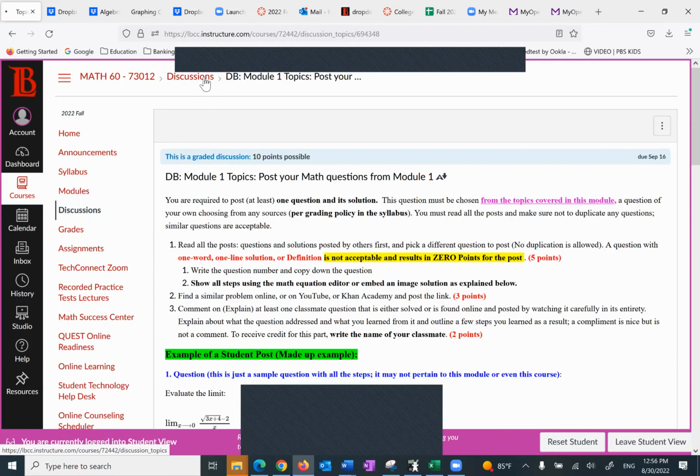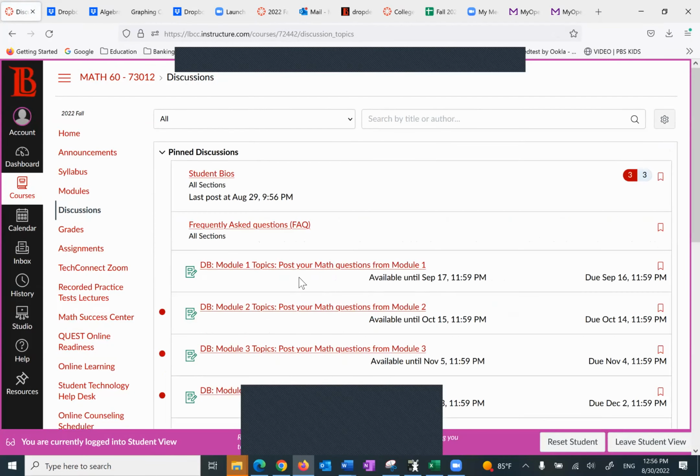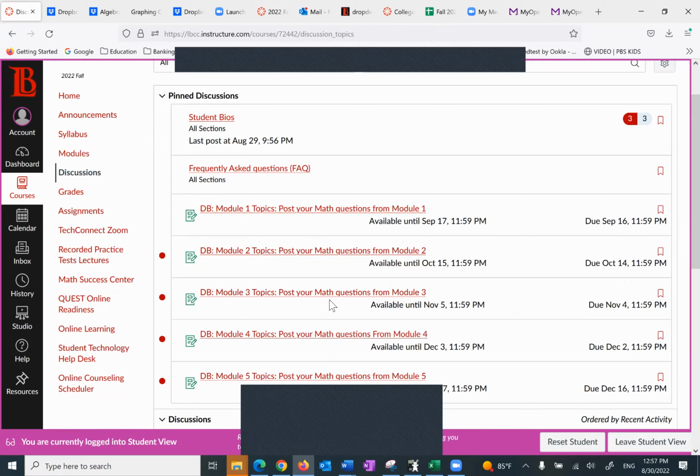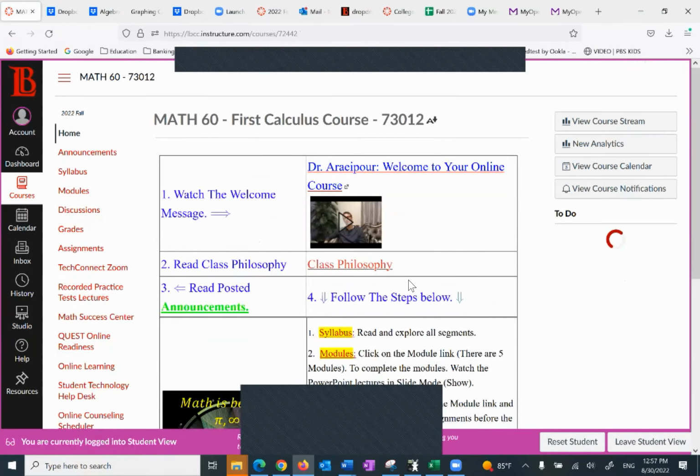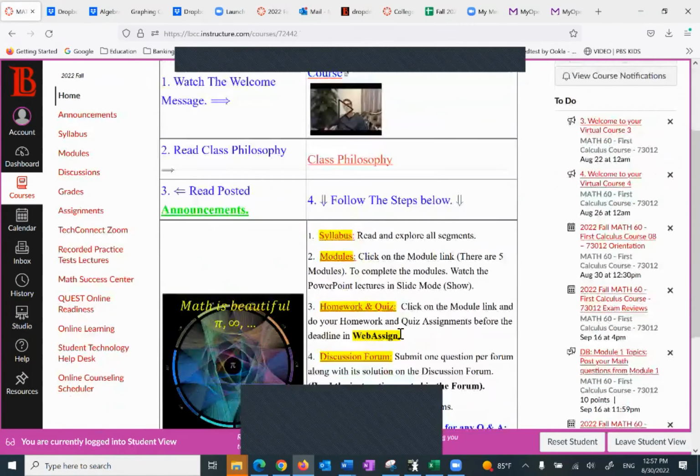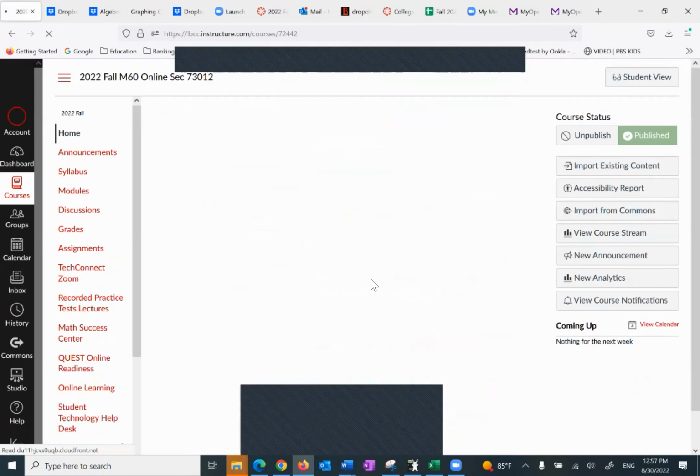Going back to the discussion, when you finish the first module discussion, you know exactly what to do with the rest of them. The rest of them repeat. You do the same thing for the same specific module. So going back to the home page, we've covered everything. I want to quickly show you the Webassign. Let me leave the student view.